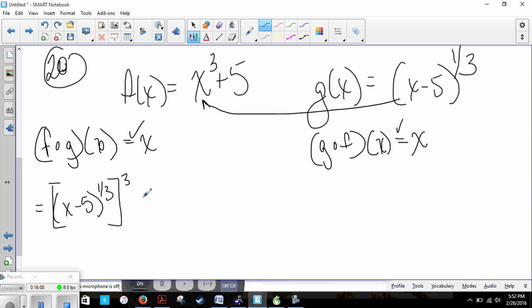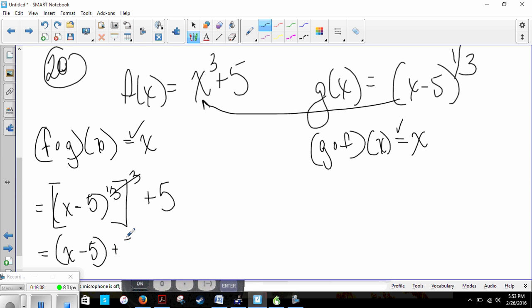Now, when I clean this up, no, that's not what it would be. That would be this one. Yes, it would. I'm not done yet. Plus 5. That's what I was missing. So I have 1/3 times a 3. That's a 1. So I have x minus 5. And then, of course, I have this plus 5 out here. And then the minus 5 and the plus 5 will cancel out. And indeed, it's equal to just x.